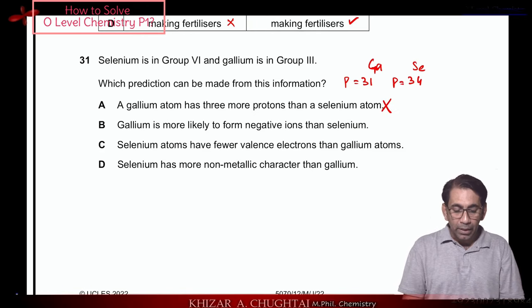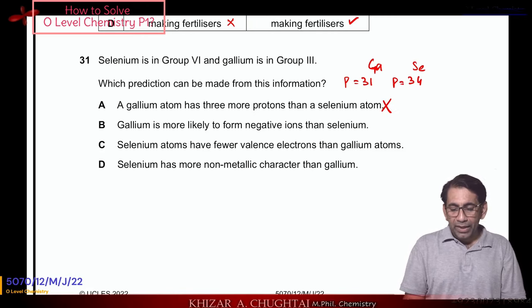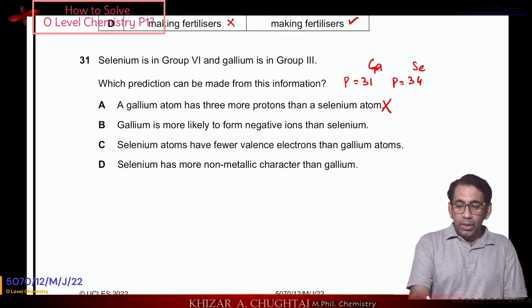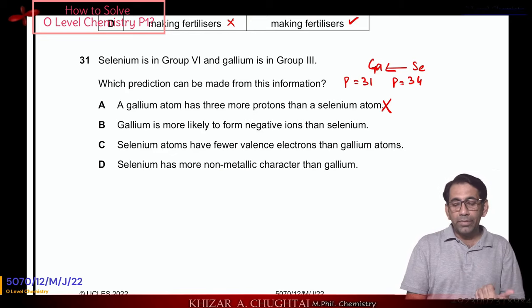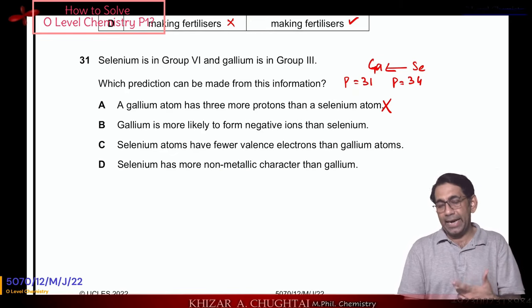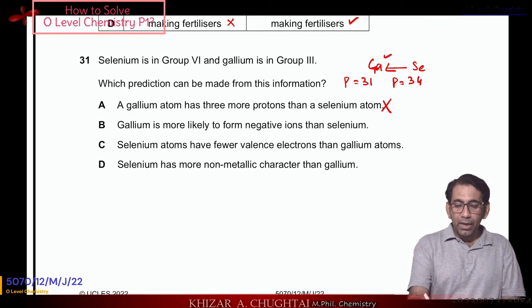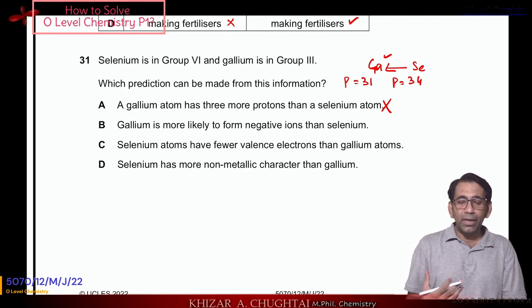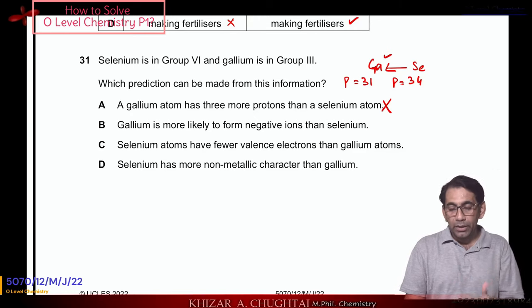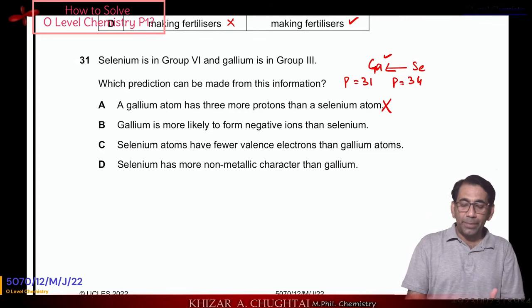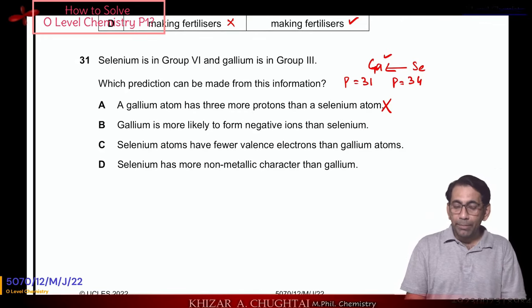It's incorrect. Gallium is more likely to form a negative ion than selenium. No. Any member that is before selenium has more metallic character, so it is more likely to make the positive ion, as gallium is part of group 3. It is before selenium in the period, so it may make a positive ion, not a negative ion. So again, this is an incorrect option.